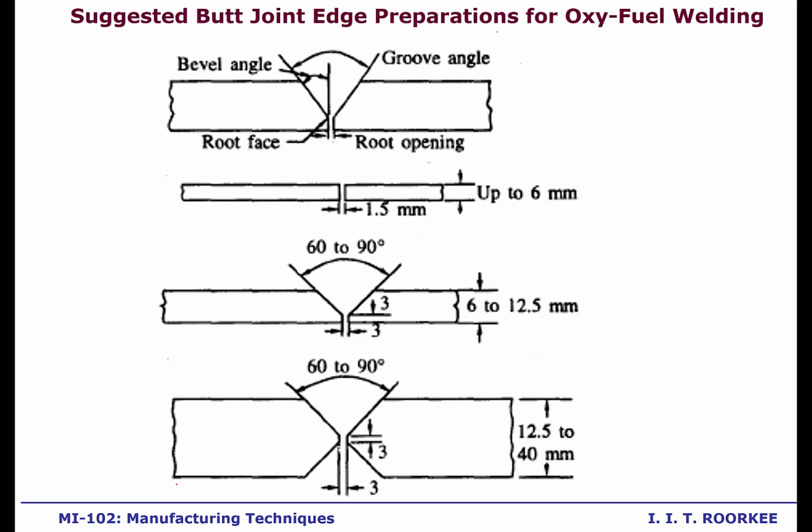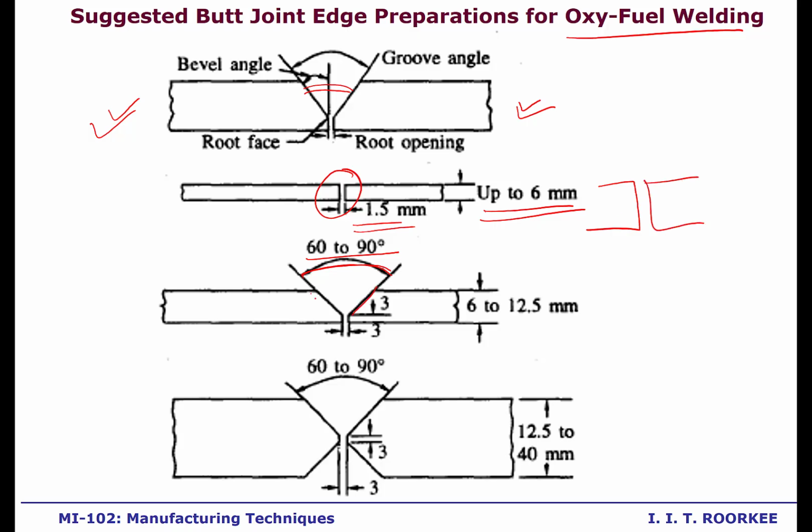These are a few suggested edge preparations for oxy-fuel welding. Say this is one case. The bevel angle or the groove angle can be 30, 45, 60 likewise. Here the included groove angle is say 30 to 60 degrees. This is square for thin sheets, say up to 5 or 6 mm. The gap is maintained at 1.5 mm. This is a square edge preparation, nothing else.